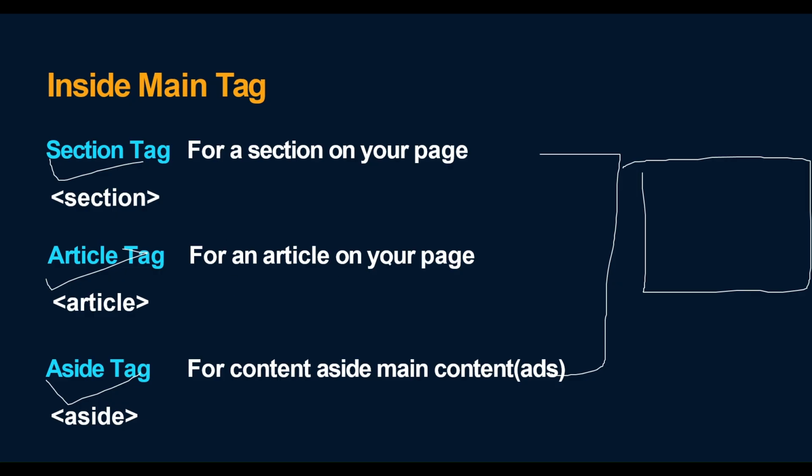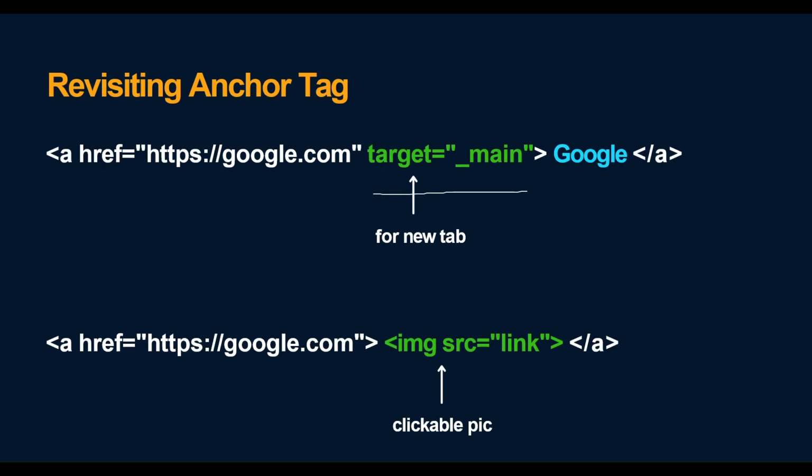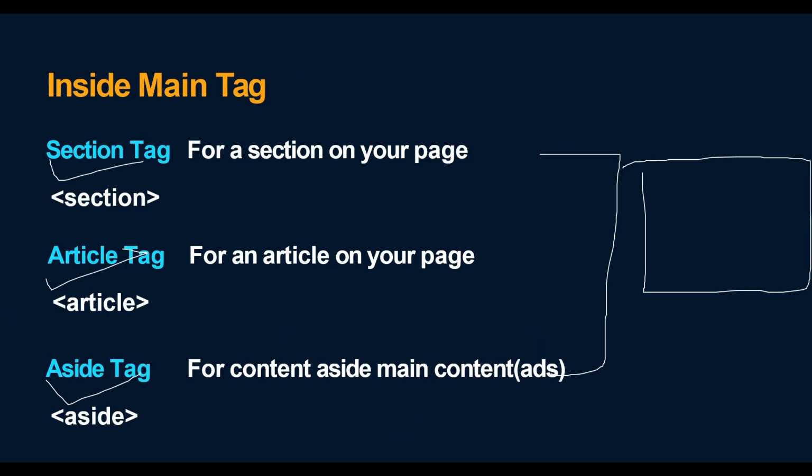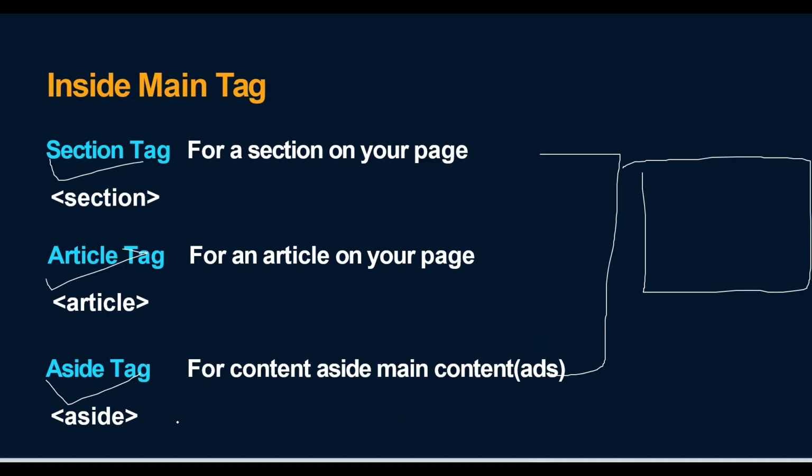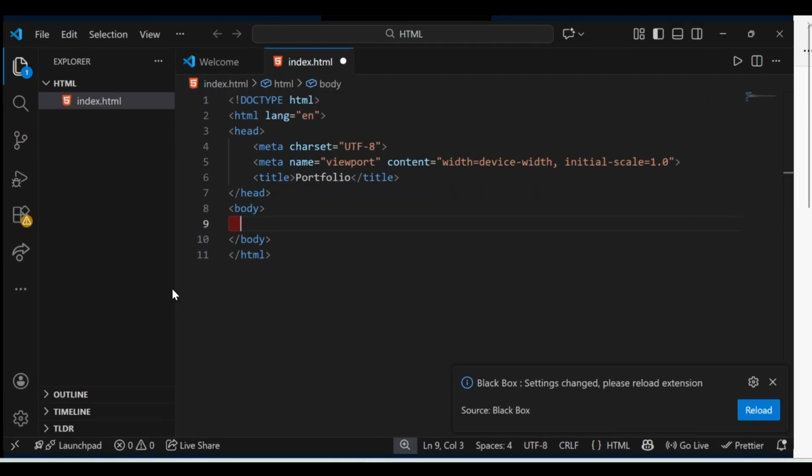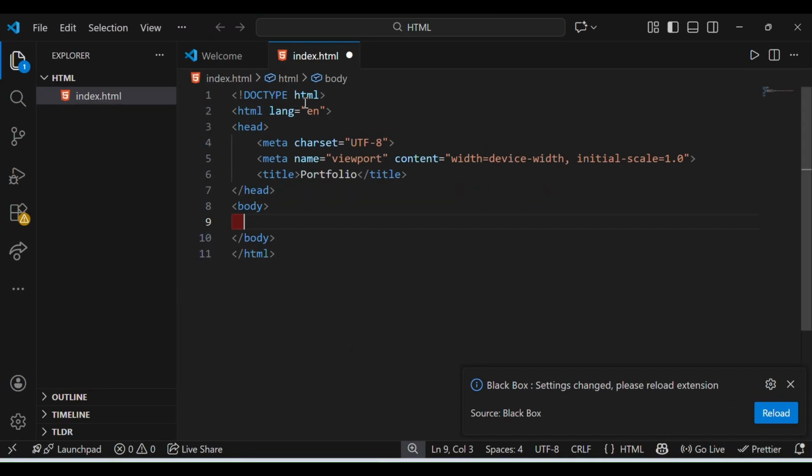So if you are writing some content inside a main tag, you will use section, which makes a separate section for you to write code. And this one is similar to this. So let's try this in code. Suppose we have a basic boilerplate code, and we want to classify the body part into three different sections.